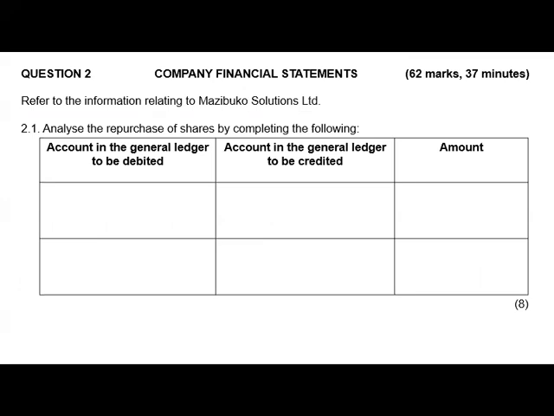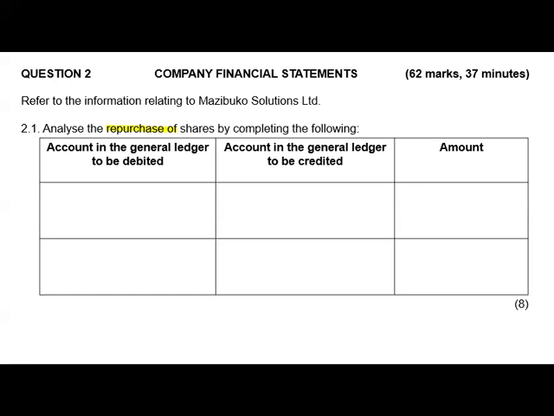It's 2.1. It's the first question. But they were specific. What are we analyzing? We are only analyzing the repurchase of shares. And when we analyze the repurchase of shares, I think they also gave you some workings there for your calculation of shares. Before I can do that, guys, when it comes to repurchase of shares, there's one thing that I first need to calculate. What is it?